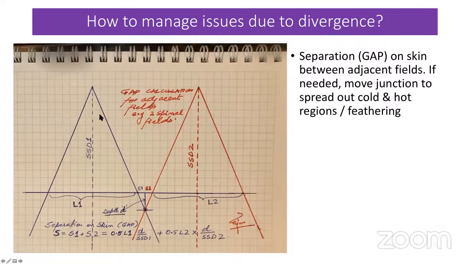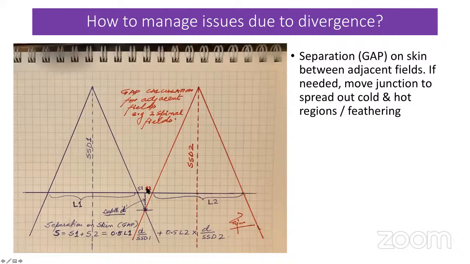So just imagine these are two triangles. This is one triangle, and this is another triangle. So you know the property of a triangle. The separation we want is S1 and S2, together. How much should be the gap between the two fields on the skin surface? Which is half of L1, that means this, you are looking at this, half of L1, times D by SSD1.